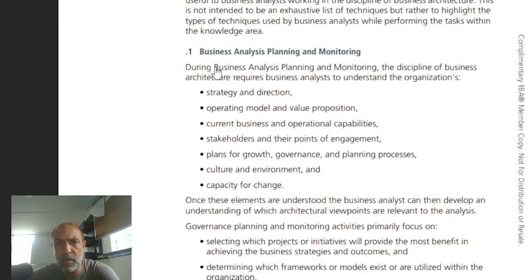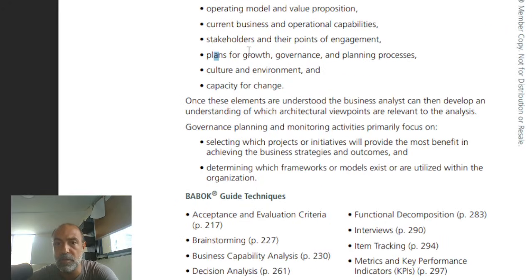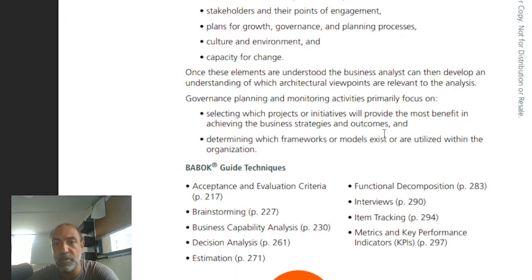During business analysis planning and monitoring, the discipline of business architecture requires business analysts to understand the organizational strategy and direction, operating model and value proposition. It is repetitive, right? Current business and operational capabilities, stakeholders and their points of engagement, plans of growth and governance and planning processes, culture and environment, and capacity for change. Once these elements are understood, the business analyst can develop an understanding of which architectural viewpoints are relevant to the analysis.